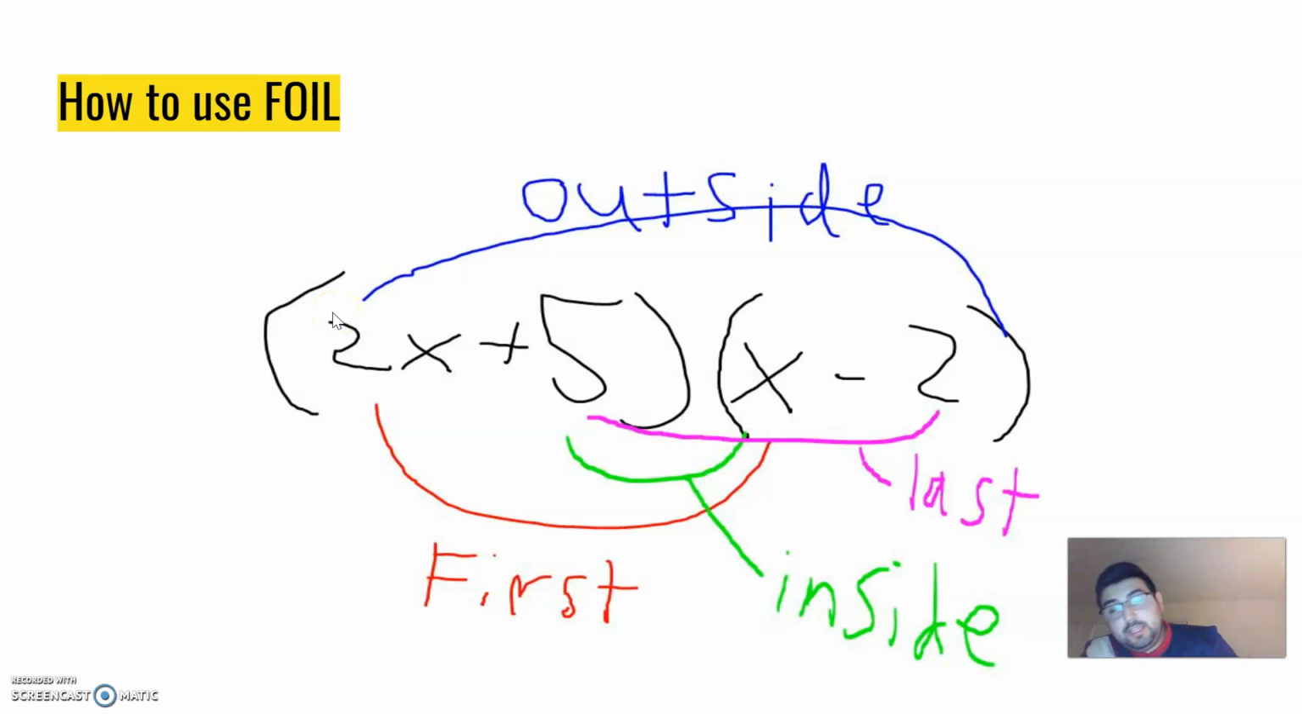Each letter stands for a different thing. First means the first number or variable in each expression are multiplied together. So red shows first: 2x times x. Outside would be 2x times negative 2 because they're the outer two. Inside is 5 times x because they're the two on the inside of the four terms that you see on the paper. And then last is 5 times negative 2 because they're the last two.